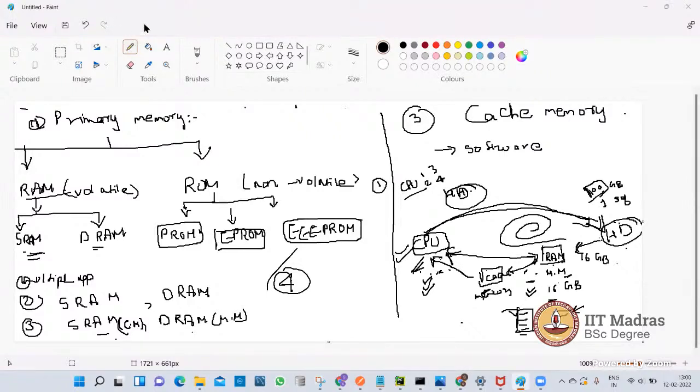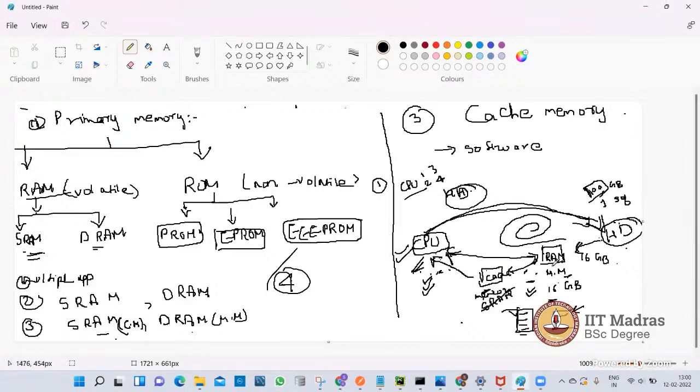Ma'am, you said that SRAM is used as cache memory. I have confusion regarding SRAM and cache. Is there any difference, or do we use them interchangeably? No, the cache is SRAM itself.